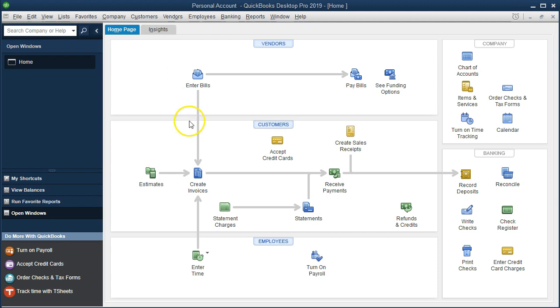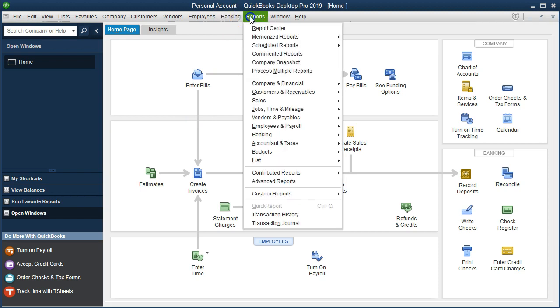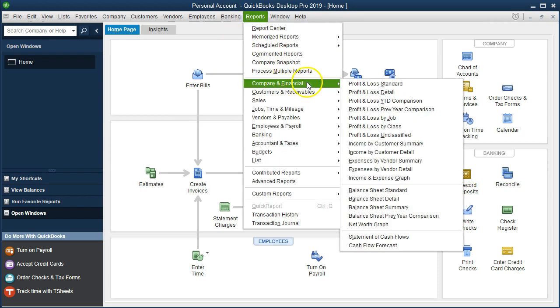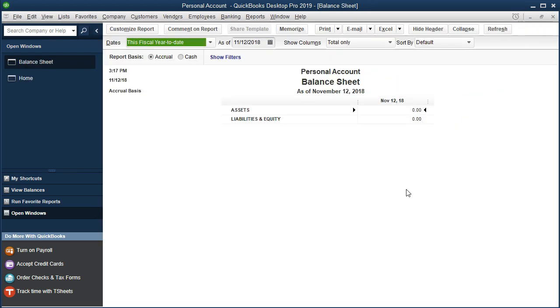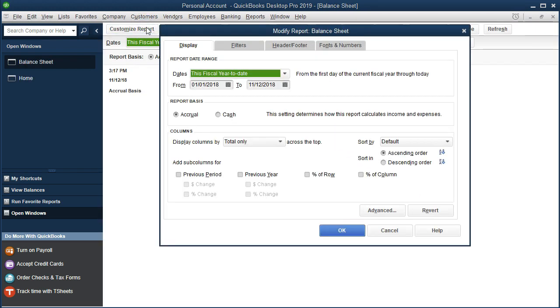To do that, we're going to go up top and generate our financial statements once again by going to the Reports drop-down, Company and Financial, and we'll take a look at the Balance Sheet Standard, changing the dates. We're going to go from 01/01/20 to 02/29/20. So that's January through February 2020, the year we are working on.